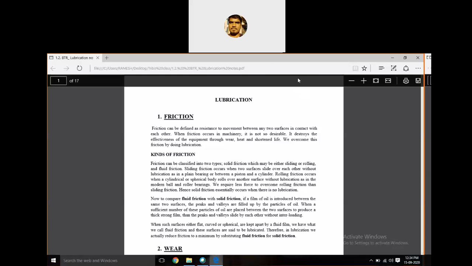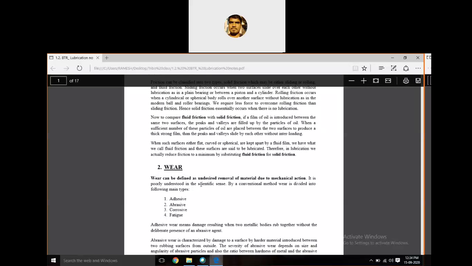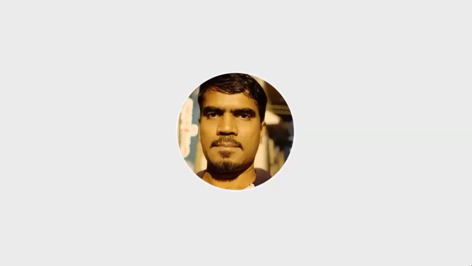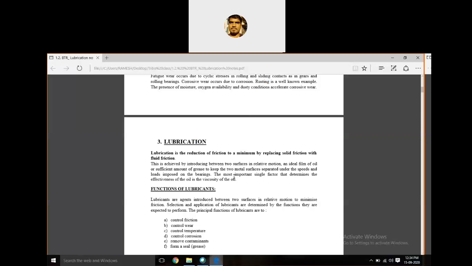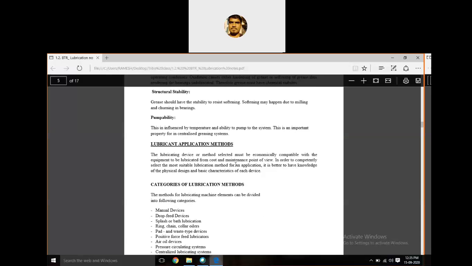So, in the last class, we already discussed lubrication. In that, we discussed what is meant by friction, what the types of friction, wear, and types of wear are. Briefly, we also discussed what is meant by lubrication, the functions of lubrication, and what additives are used in lubricants to improve efficiency, and the types of lubricants, that is solid, liquid and semi-solid lubricants, and the characteristics of grease and the application methods.